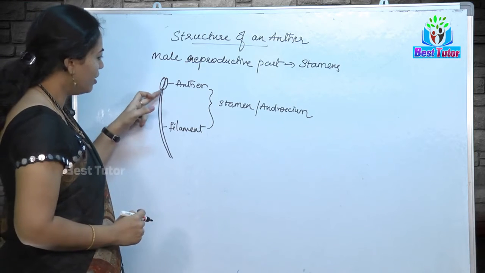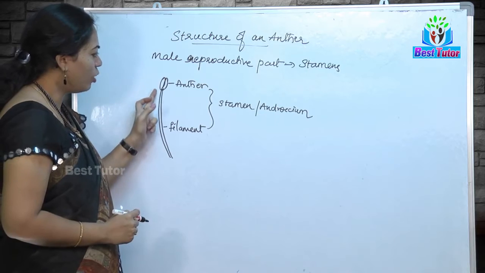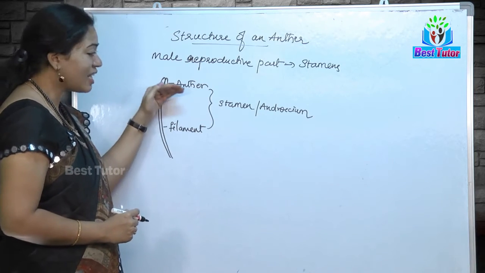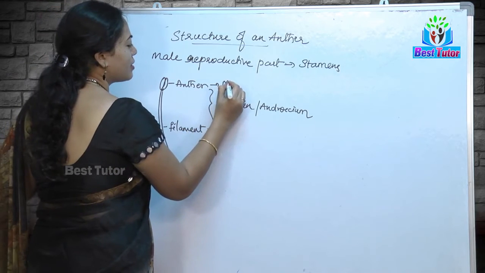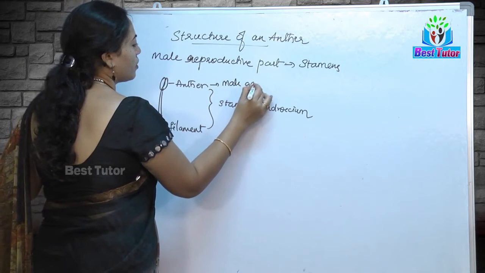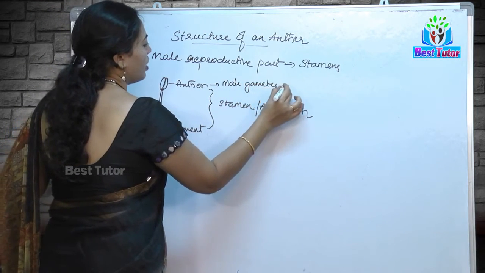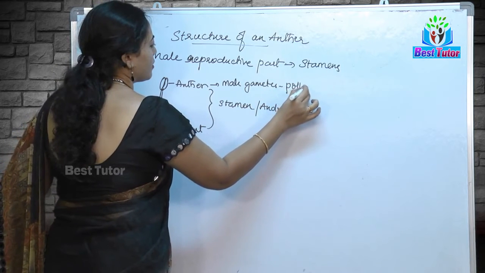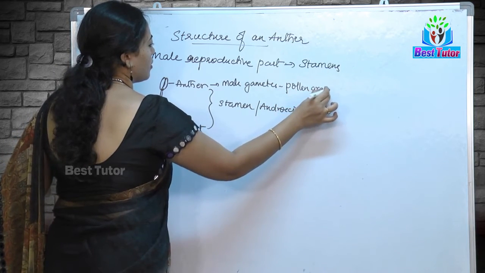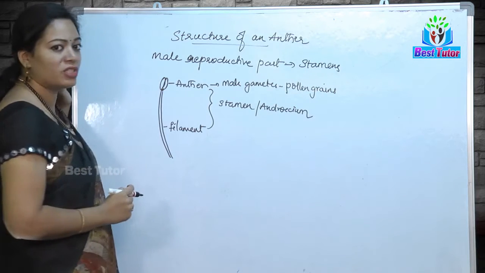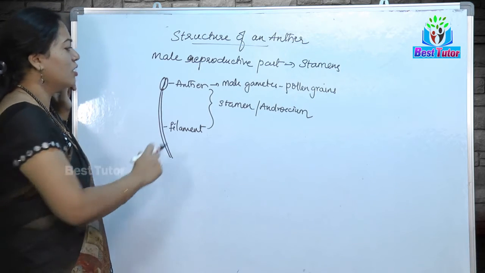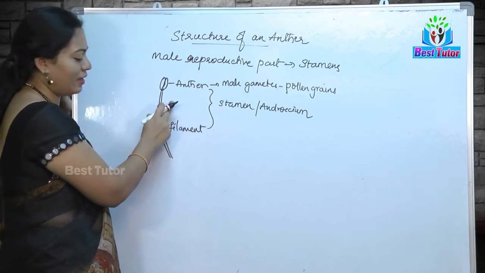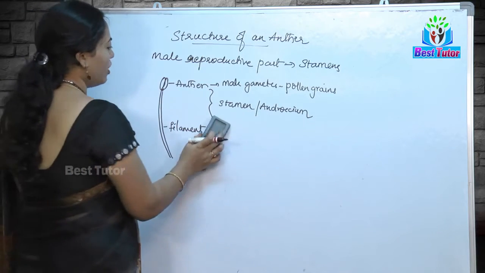If you examine, we have shown a bilobed structure, the anther. Now this anther is the one which contains the male gametes known as pollen grains. So the male gametes which are essential for the reproduction part in a flower are located in the anther. Now let us examine the structure of the anther.